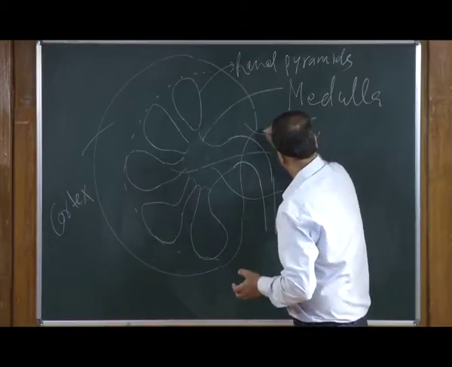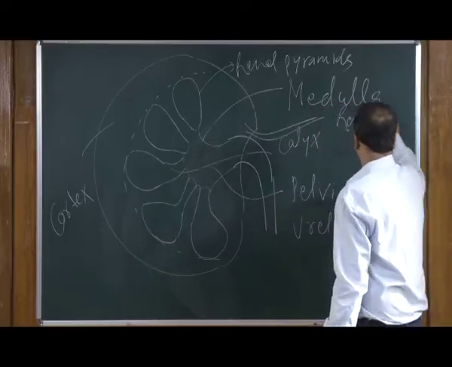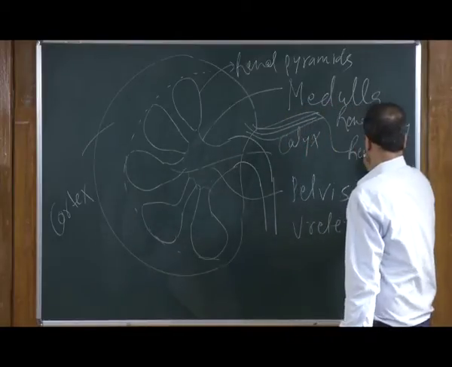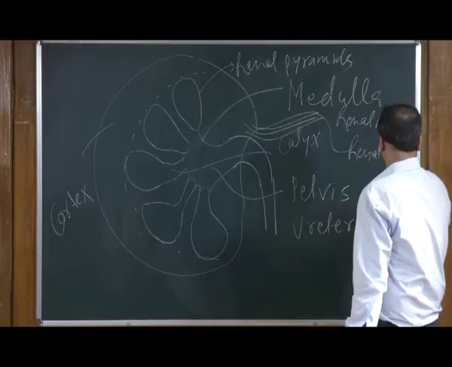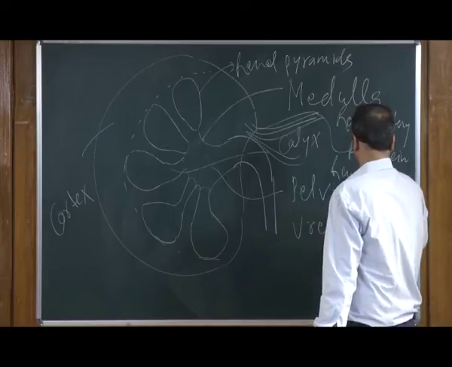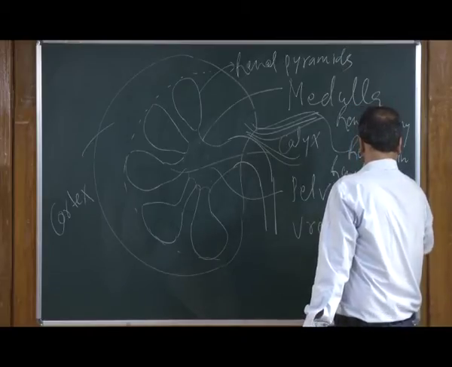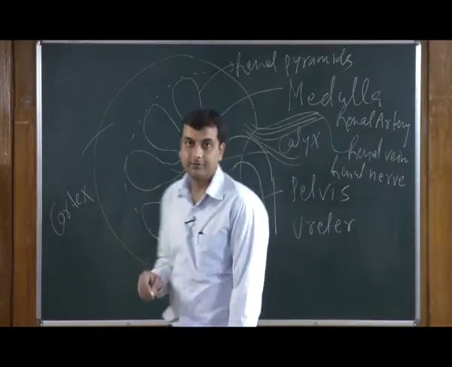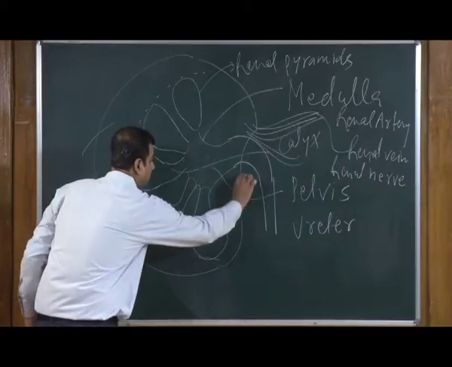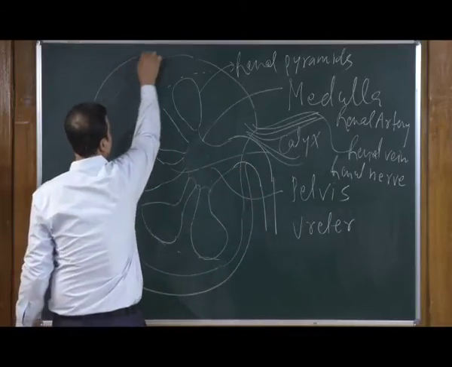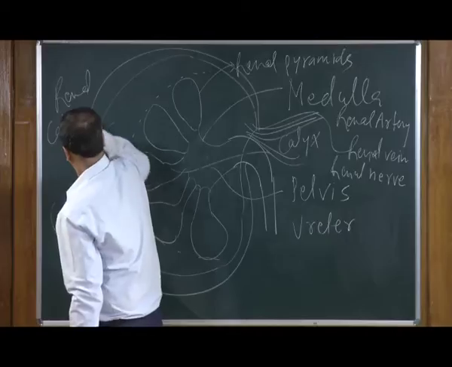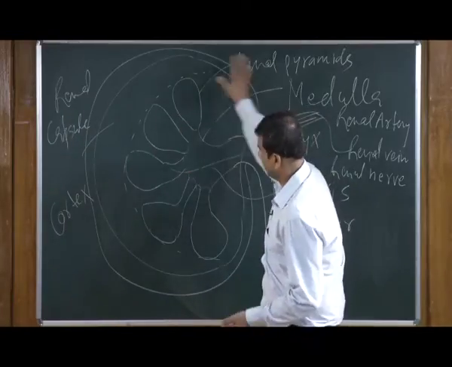Of course, we have here the renal artery, and then the renal vein, and then the renal nerve. So we have renal artery, renal vein and renal nerve also once you do a cross section, and of course you also have an outer covering, which you call the renal capsule. The renal capsule is giving protection to this whole structure.